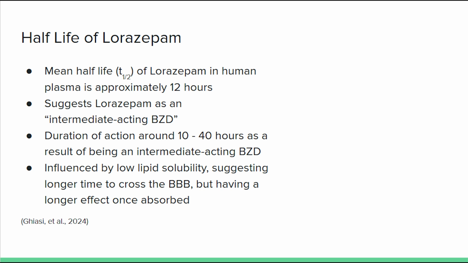The mean half-life of lorazepam, or the T1/2 in human plasma, is approximately between 10 to 12 hours, and this basically means that lorazepam is an intermediate acting BZD, and as a result, the duration of this drug's action is between 10 to 40 hours. This is because lorazepam has a low lipid solubility, meaning it basically has a harder time crossing the blood-brain barrier, but after it passes and it's absorbed, it'll stay there and have a longer effect as a result.